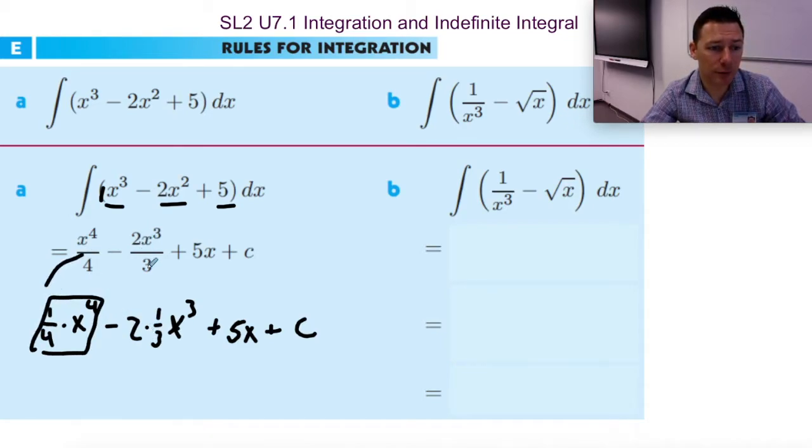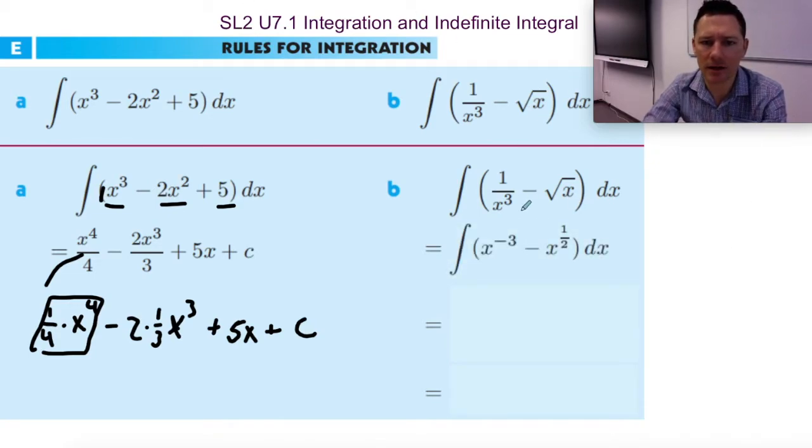Here's the 2/3, and here's the 5x plus c. Great. It doesn't really matter how you leave this, just clean it up a little bit. This is the same sort of thing, but make this prettier first. Make it exponential form. So here's the -3, here's the 1/2. All right. This piece, the -3, this is a tricky one.